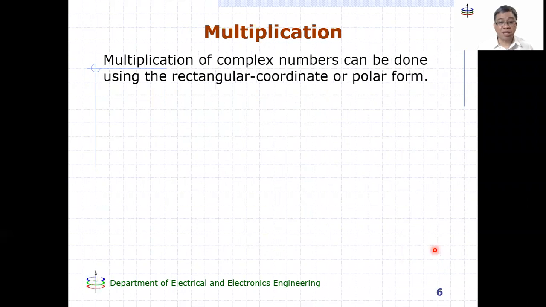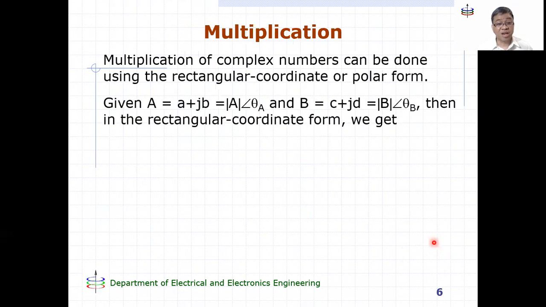Let's move on to multiplication. Of course, we can also do multiplication using the rectangular coordinate form, so let's start with that. Again, we can have complex number A as A plus JB, and B as C plus JD. But likewise, we can represent A in its polar form, magnitude of A, angle theta A, and B as magnitude of B, angle theta B. So there are two ways to represent these complex numbers, but we start with the rectangular form this time.